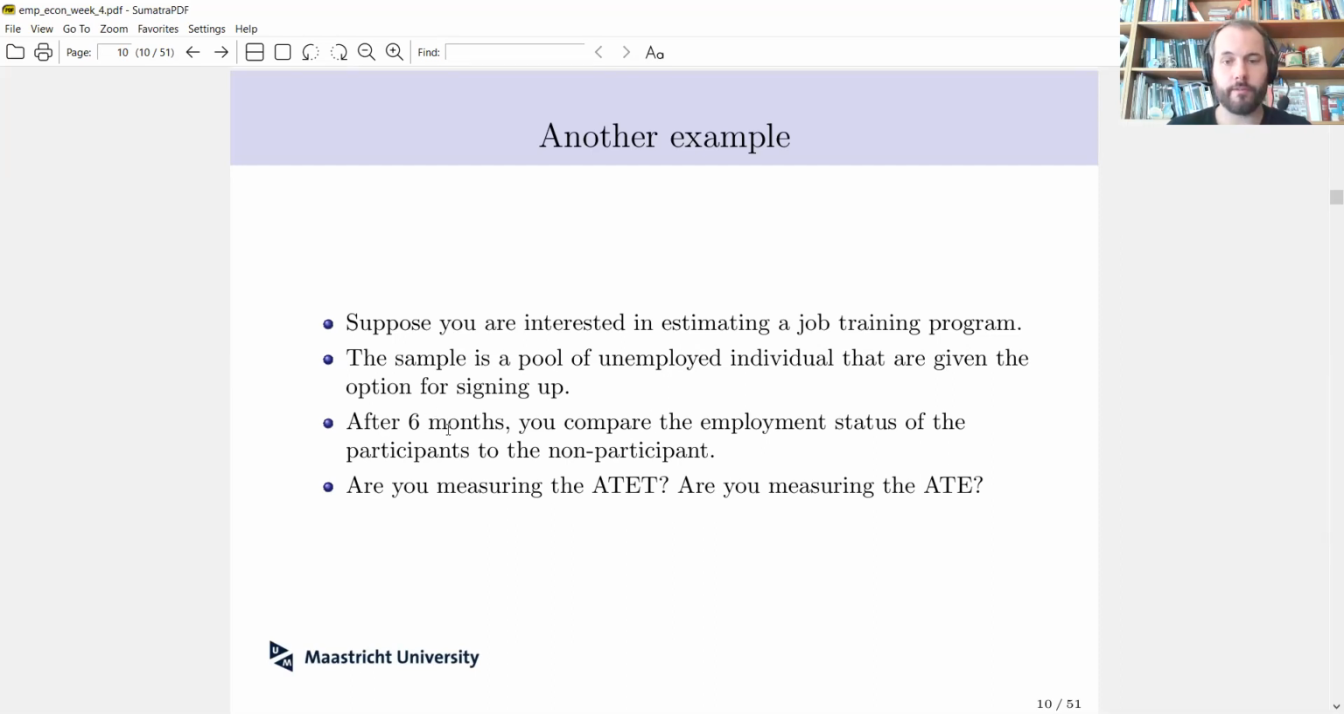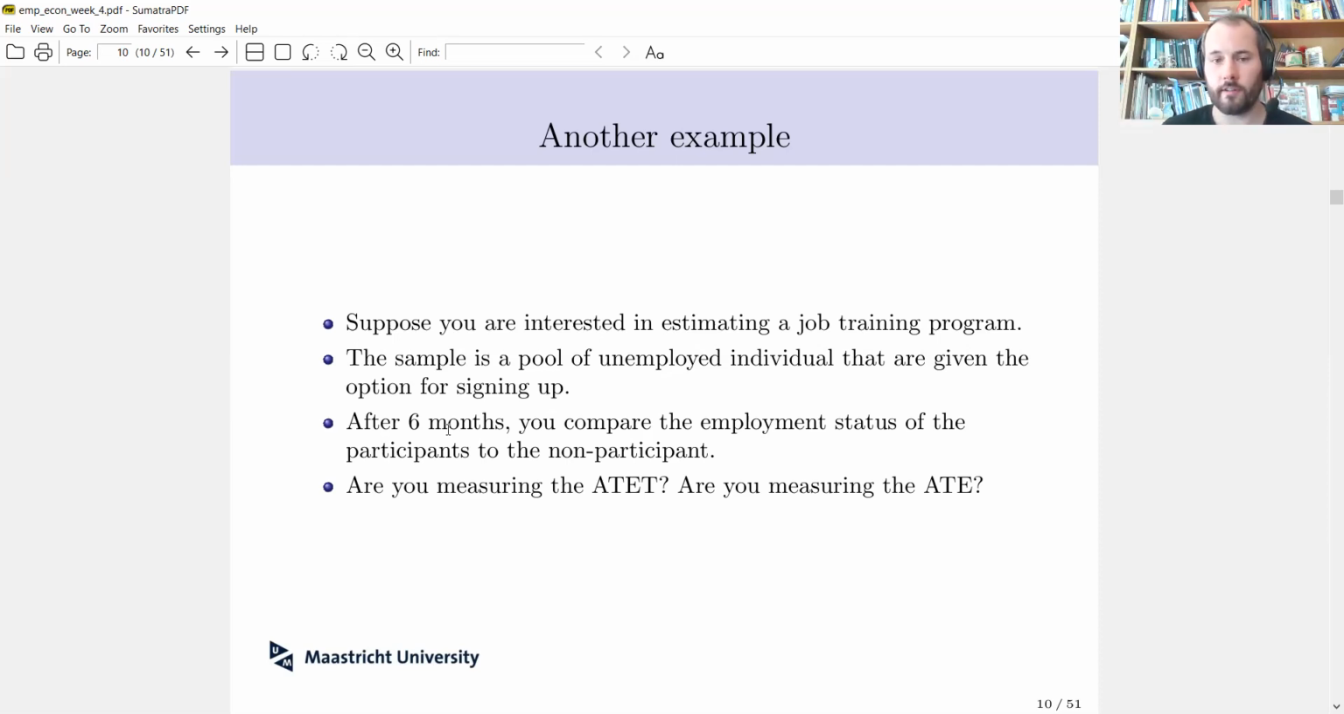So after 6 months, you go there and you say, okay, did you participate? What is your unemployment status? You collect the data, and you go to the other group and say, did you participate? What is your employment status? And then you simply do this comparison.